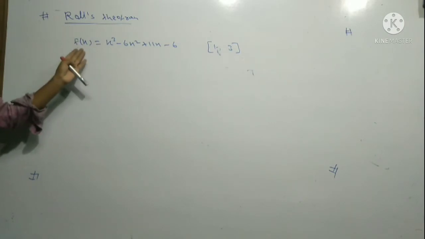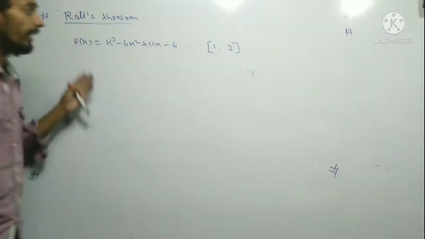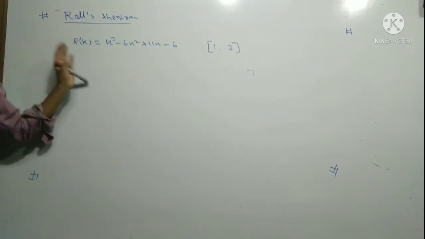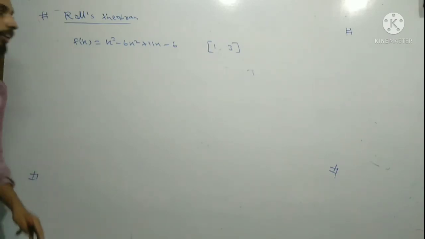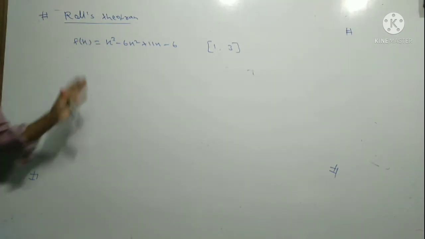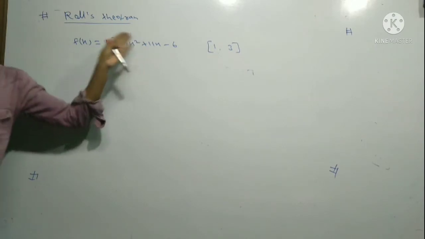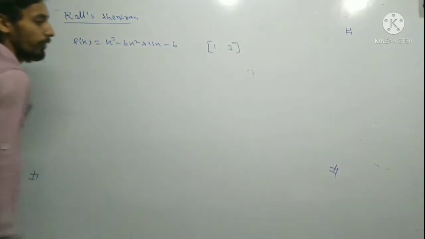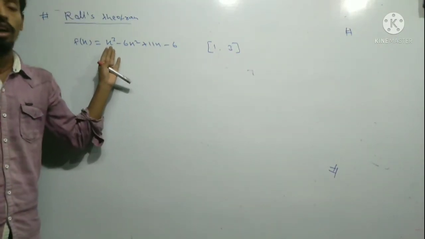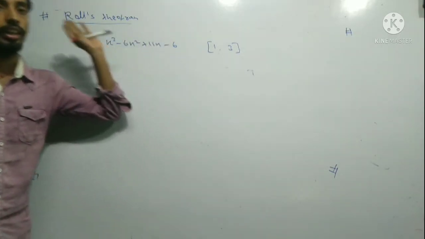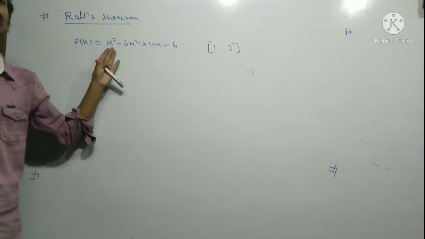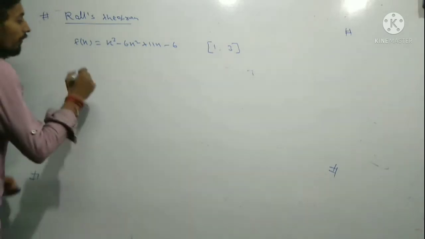So we have one function, and we want to know whether the function verifies Rolle's theorem or not, so we check the three conditions. The first condition: is the function continuous or not? The function is a polynomial function, and we know that every polynomial function is continuous for any real value of x. So the first condition is satisfied.